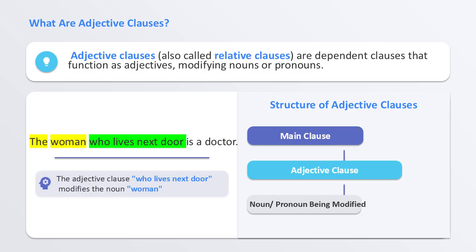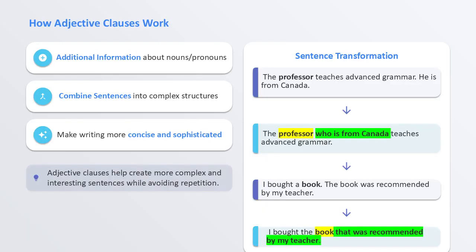They follow a clear structure: a main clause plus an adjective clause and the noun being modified. Adjective clauses help us write more clearly and more naturally. They allow us to add information, combine short sentences, and avoid repetition. Let's look at an example.